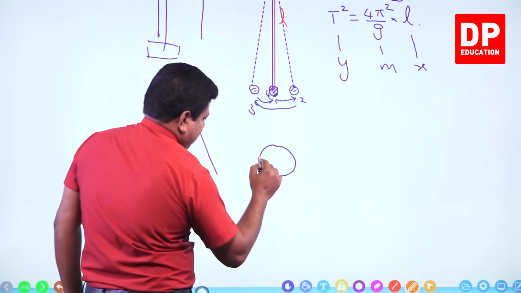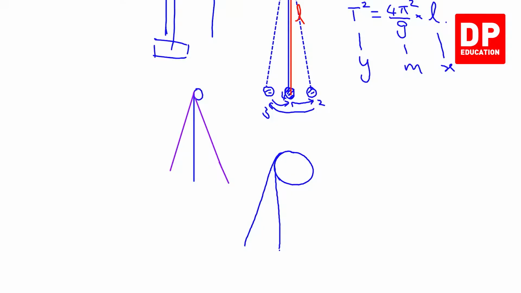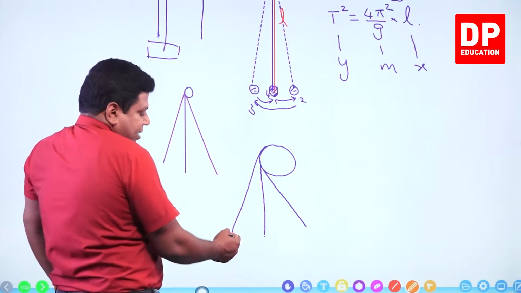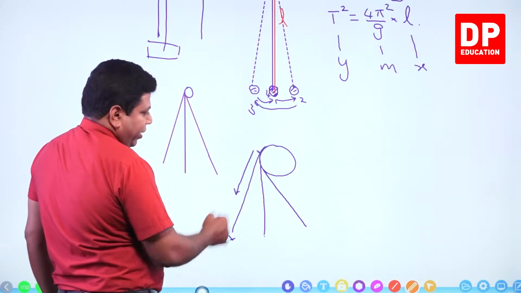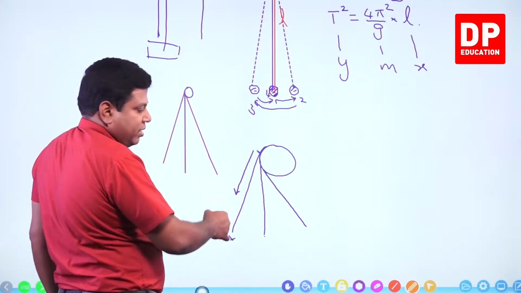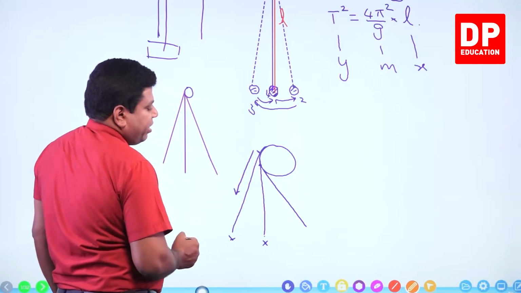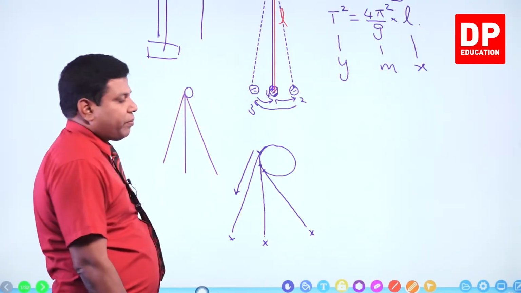Once you have it like this, another position you have it like this. So, what is the problem with this? The length of the pendulum changes according to the position. Can you see, when it is at this position, you are going to measure the length from here. Why? From there it oscillates. When the pendulum is at this position, the length starts from here.